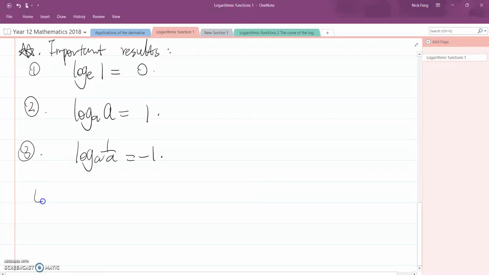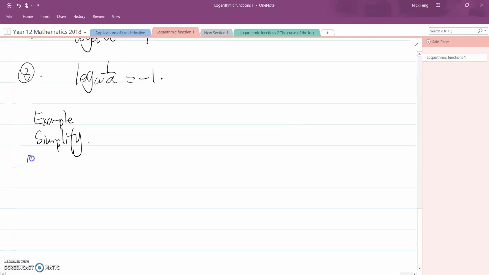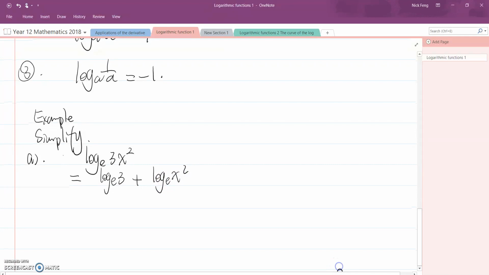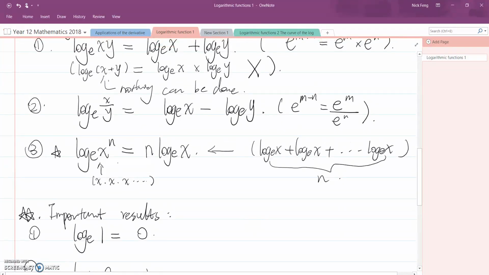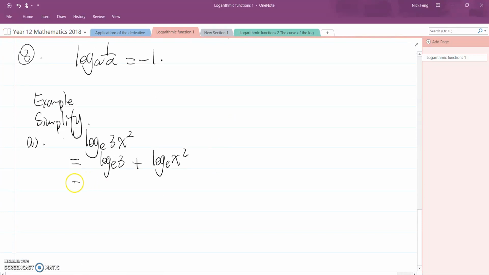Okay, let's see some examples about using the log law. Simplify, let's say log base e of 3x squared. Okay, what does that equal to? So 3x squared is 3 times x squared. The first thing you need to do is separate it into this format. And do remember, we have the third log law. If there's anything raised to the power of n inside the log, you can bring the power down. So that becomes 2 log x.